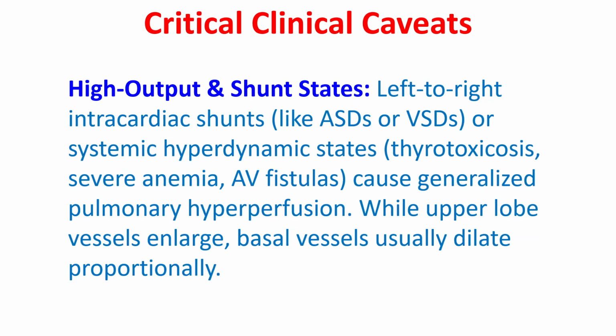High output and shunt states. Left to right intracardiac shunts like ASD or VSD, or systemic hyperdynamic states like thyrotoxicosis, severe anemia, AV fistulas cause generalized pulmonary hyperperfusion. While upper lobe vessels enlarge, basal vessels usually dilate proportionally.